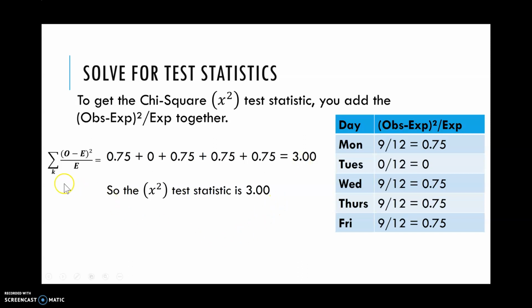So if we go back to this little formula over here, you can see it's the observed value minus the expected value, that quantity squared, divided by the expected value, and then sum all of those up. That's what our sigma means.